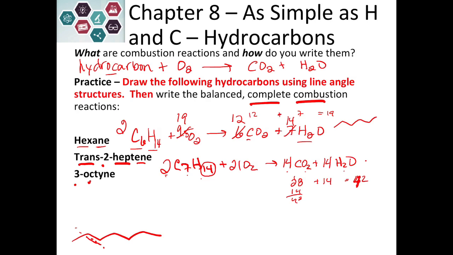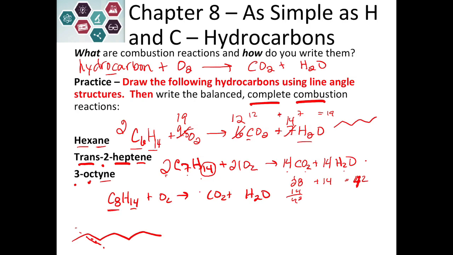For the last one, oct is 8. YNE is 2N minus 2. So we're going to have 14 hydrogens again. Plus O2 makes CO2 and water. Again, I know the shortcut, half of 14 is odd, so I'll have to double. But let's just try it without doubling, because you don't have to catch that.